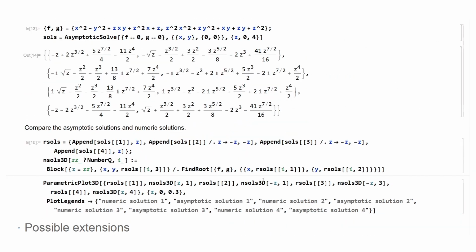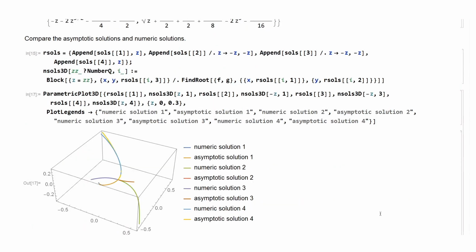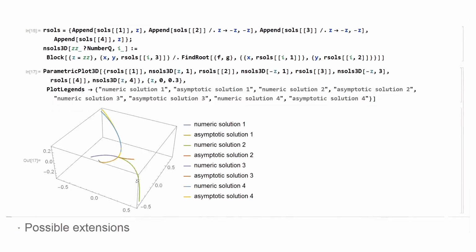Plot the solutions, and here they are. We can see there are four solutions, and close to zero, the asymptotic solutions are very close to the numeric solution. One of the solutions starts diverging from the actual solution quite early. So different solutions can have different rates of convergence to the actual solution. So now for possible extensions, so this is as much as we have right now implemented of this function.